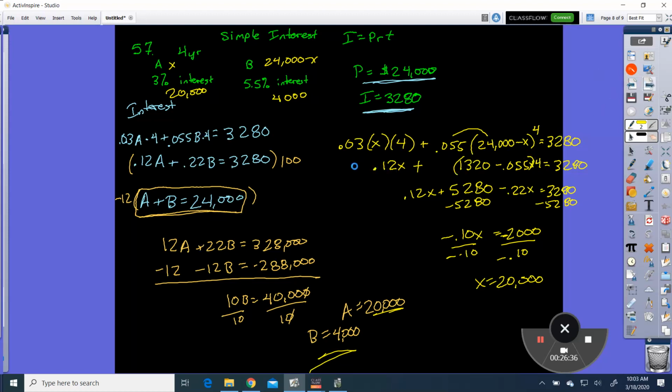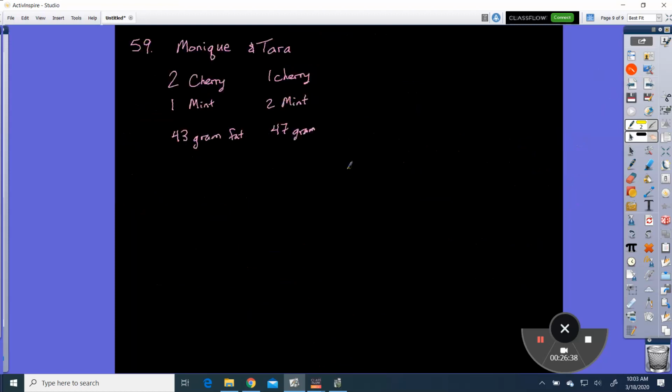All right, so the final question that I thought I'd work with you on was 59. I'm actually doing that last problem. This one's much more simple, more straightforward. Monique buys 2 cherry, 1 mint for 43 grams. So 2 cherry plus 1 mint equals 43 grams. Tara buys 1 cherry plus 2 mints for 47 grams. So there's my system of equations.